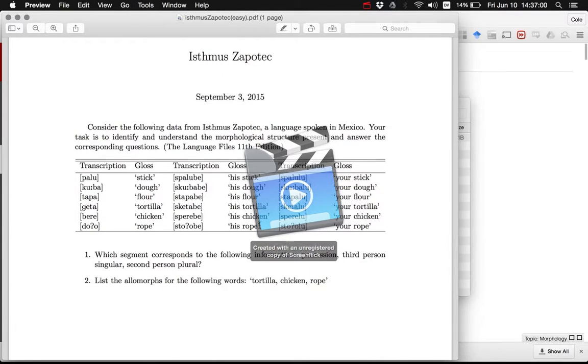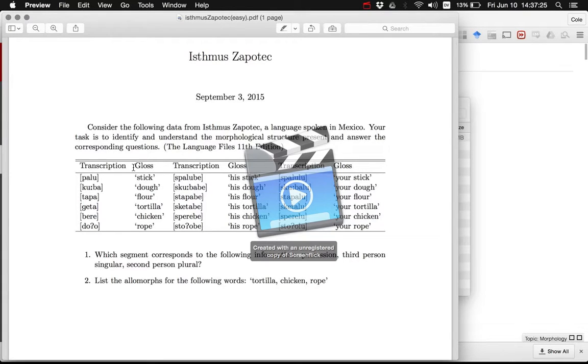So the way you look at these glosses is they're all going to be set up in the same way. So right here where my cursor is moving over, I have what's called the transcription, and this is a phonetic or a phonological encoding of the word written in the IPA. So this one just says Palu, Cuba. Again, these two dots here, as you guys are learning the IPA, mean that this vowel is long. Tapa, Gaeta, Bere, Do'o, so on and so forth.